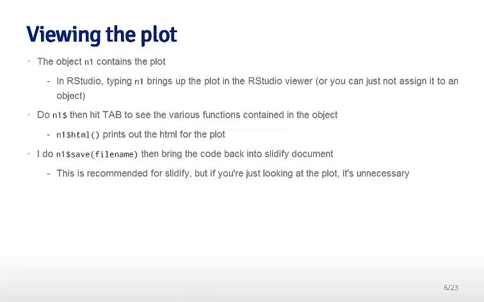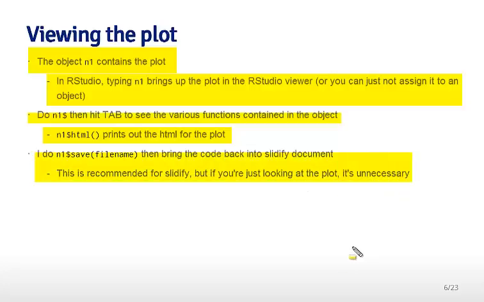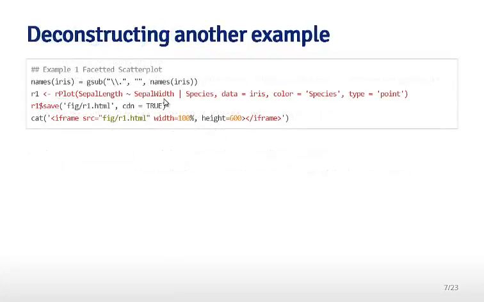Just a couple of thoughts. So the object N1 contains the plot. In RStudio, typing N1 brings up the plot in the RStudio viewer, or you can just assign it to an object. If you do N1 asterisk and then tab, you see the various functions contained in the objects. For example, N1 HTML prints out the HTML. N1 save file name is what I'm using to bring it back into a Slideify document. The save function just saves an HTML document with the plot embedded in it.